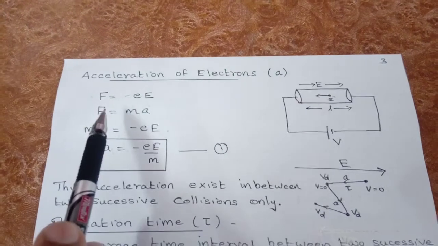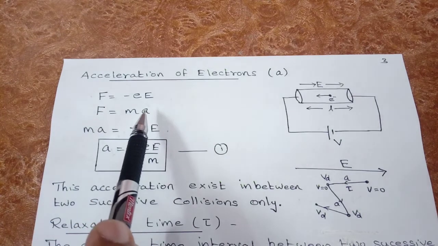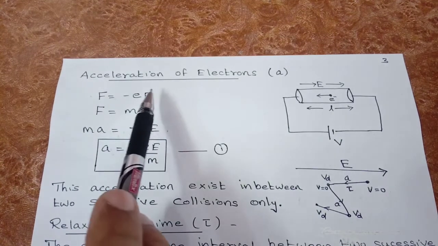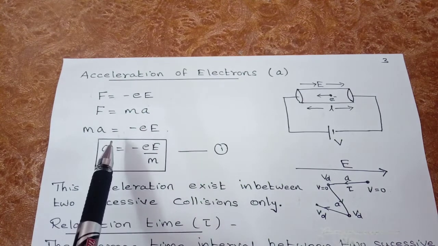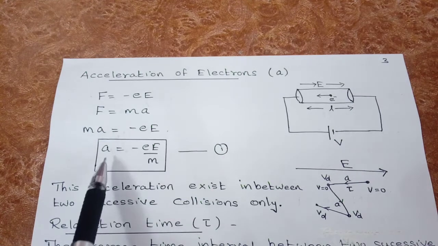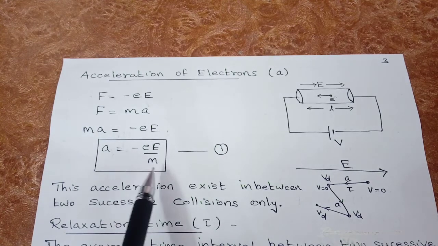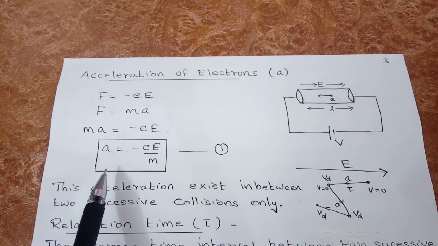Now one more equation, the equation for force, is given by F is equal to ma. This is according to Newton. So we got two equations for the same physical quantity, force. Let us equate them together. ma is equal to minus eE. Therefore a is equal to minus eE by m. So this gives the equation for acceleration of the electron under the electric field.